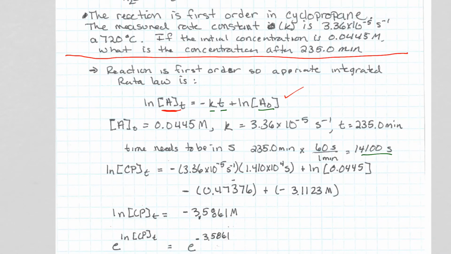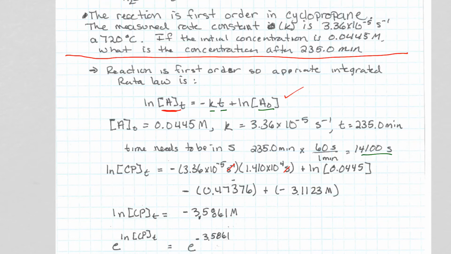So at this point, we just plug in our numbers. We have what we know: plug in our k, plug in our time, plug in our concentration at time zero, and then it's simplification. So we're going to do our multiplication. Notice the units here cancel: seconds to the minus 1 and seconds, they cancel. We have plus the natural log of this. The units don't change. This is a molarity, so our units are still molarity here.